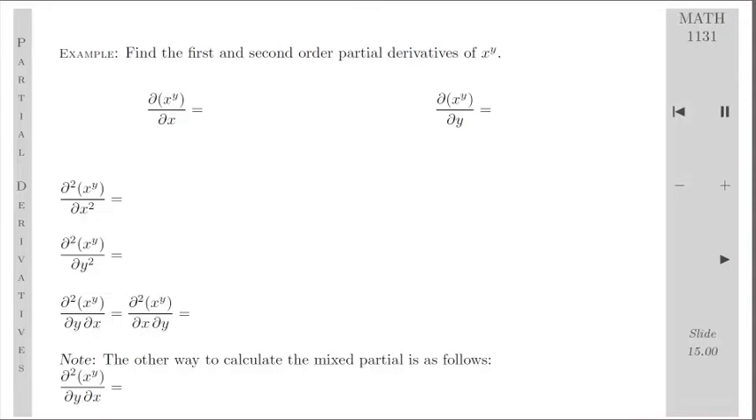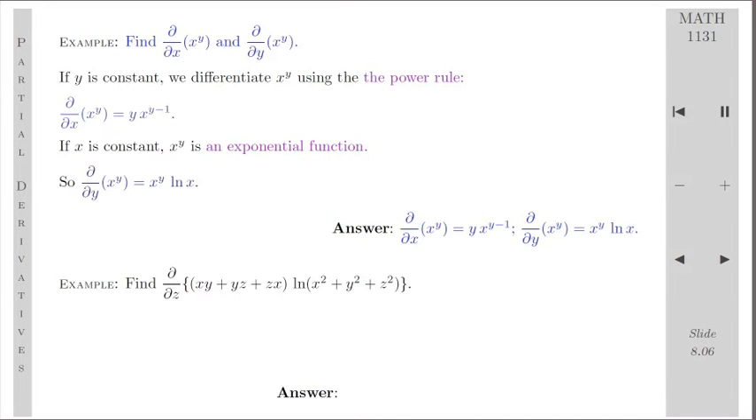Welcome. We will do another example of calculating first and second order partial derivatives. This time we are going to find the first and second order partial derivatives of the function x power y. Earlier we did the first order partial derivatives. Remember that when we are differentiating with respect to x, we treat y as a constant.